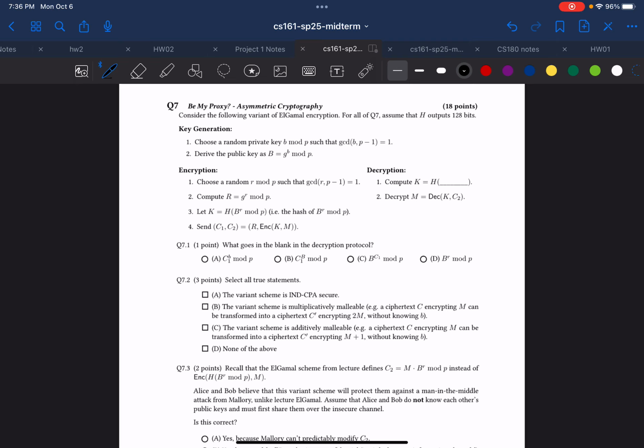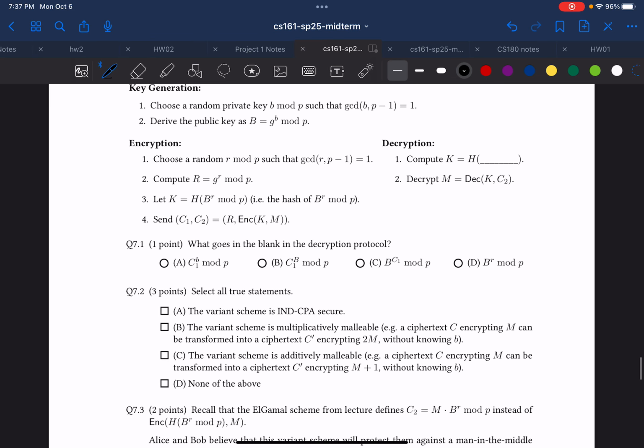In this question, we'll be going through a variant of the El-Gamal encryption scheme, and it is described here. I'll just jump into the questions, and then we'll dive deeper into each part of this scheme as we go through the questions. So the first question asks, what goes in the blank in the decryption protocol? They're talking about this blank here.